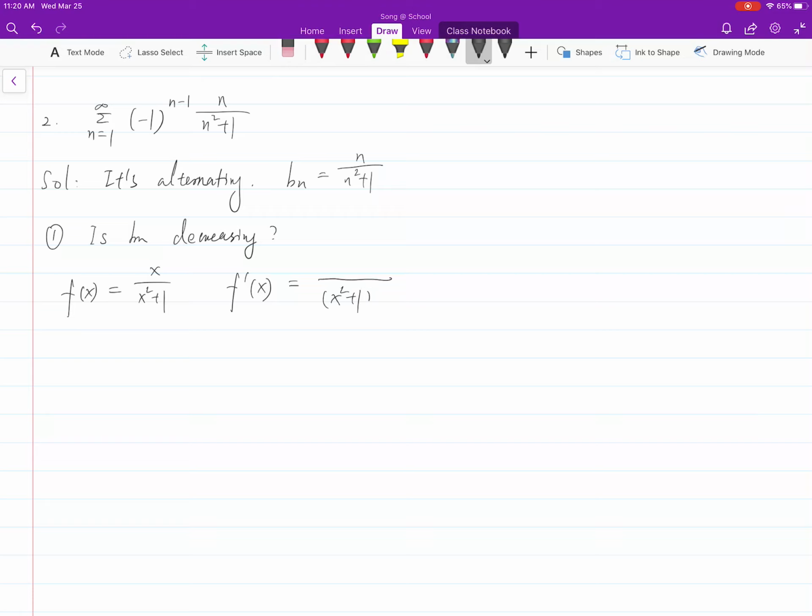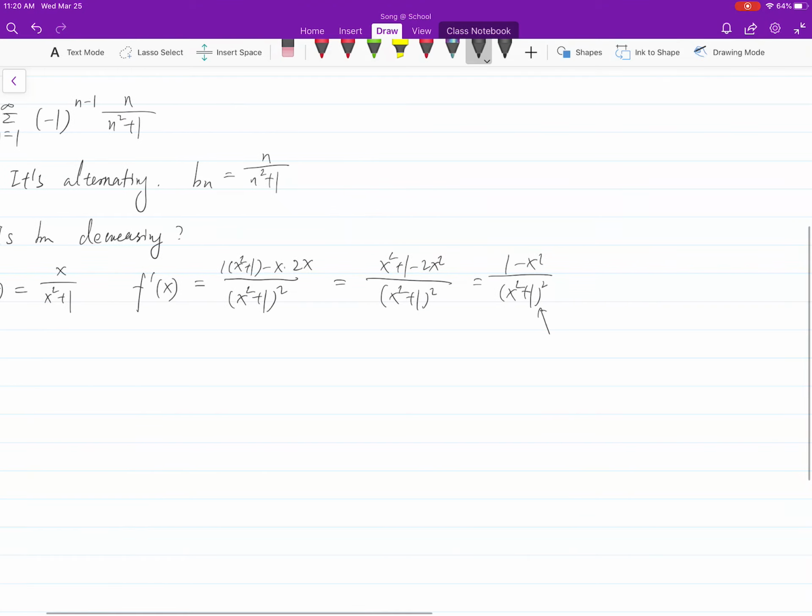Now what you can do is take this, square the bottom, quotient rule, okay, x squared plus 1 minus 2x squared, which is 1 minus x squared. Okay, we want this one to be negative, remember? So the bottom is always positive. Great. The top will be less than 0 as long as x is a little bit bigger than 1. Because when x is 1, 1 minus 1 equals 0.